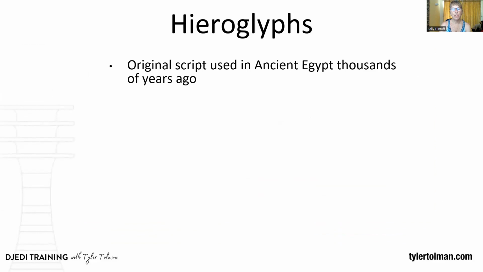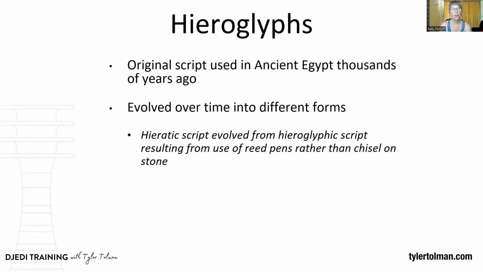So we're going to start by getting a bit of an overview about the history of hieroglyphs before we dive in and actually look at the alphabet itself. Hieroglyphs are the original script that was used in ancient Egypt thousands of years ago. And over time, this script actually evolved into different forms. The hieratic script evolved from the original hieroglyphic script, resulting from the use of reed pens to write rather than chiseling on a piece of stone.